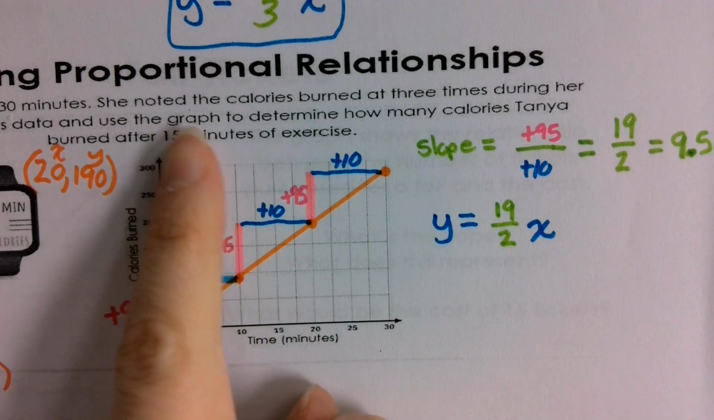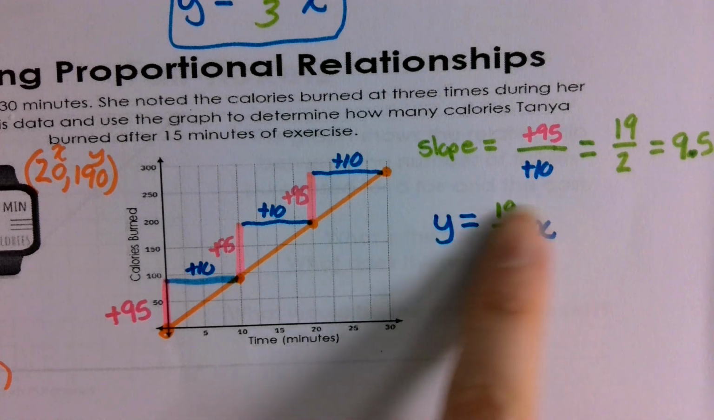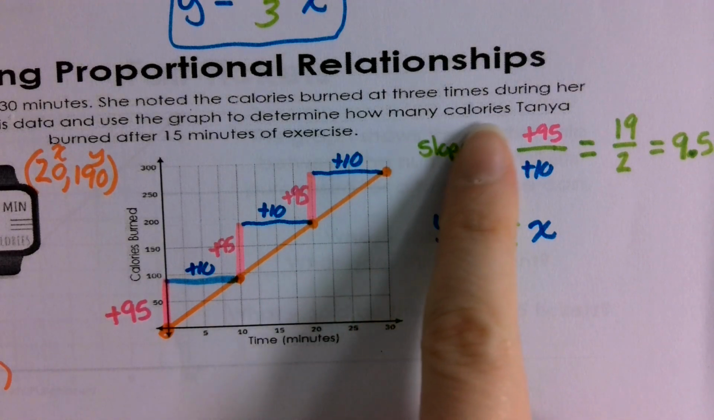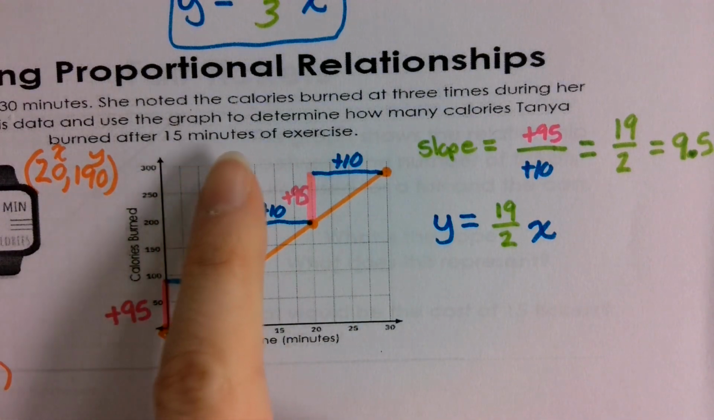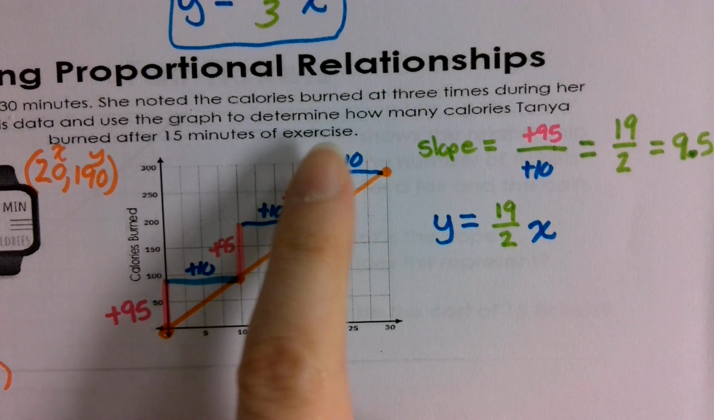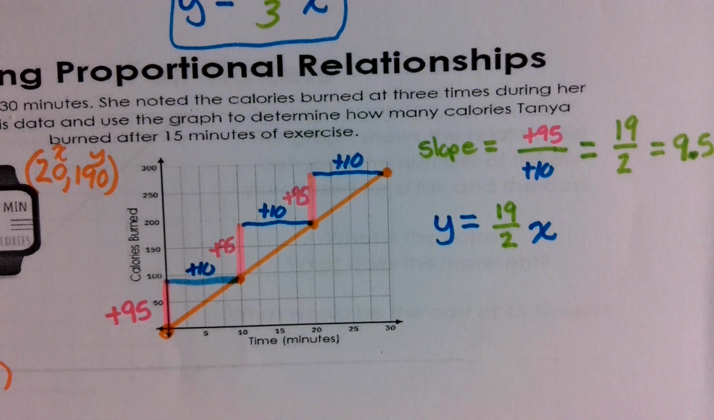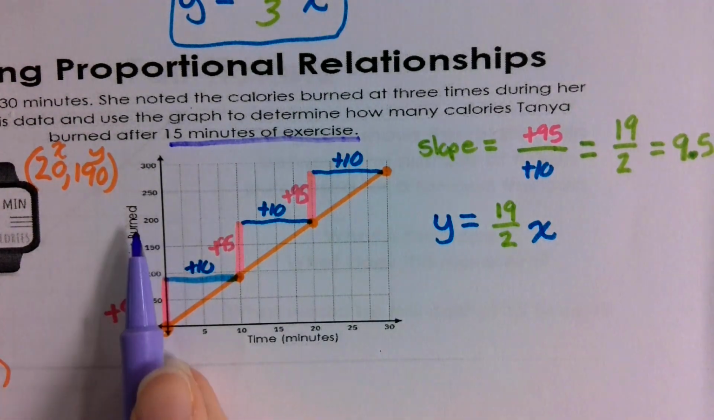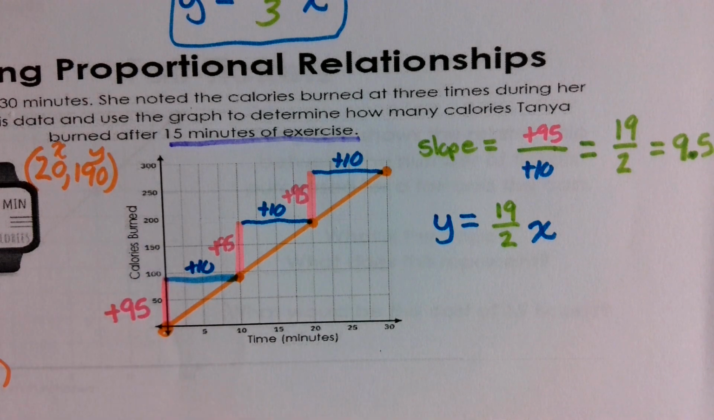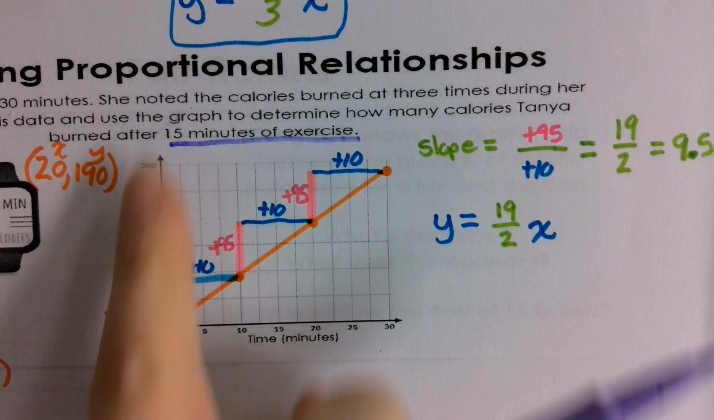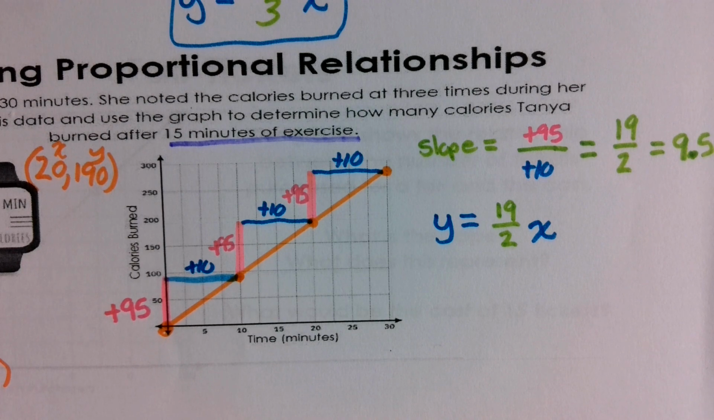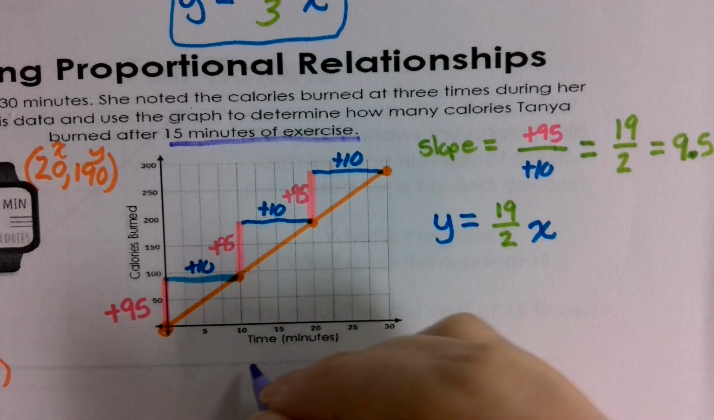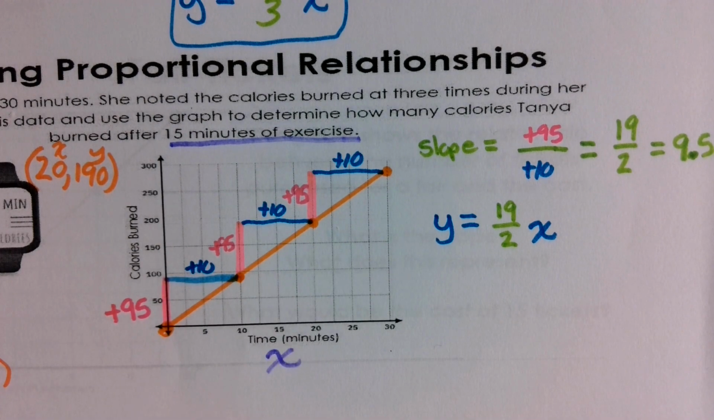It says we're going to use the graph or even our equation to determine how many calories Tanya burned after 15 minutes of exercise. So let me ask you a question. Which one of these variables represents minutes? Is it the y or the x? The x. X represents your minutes.